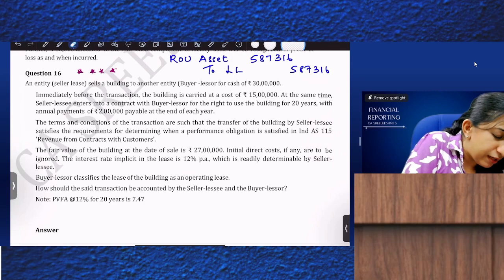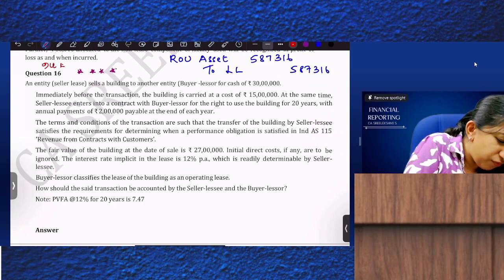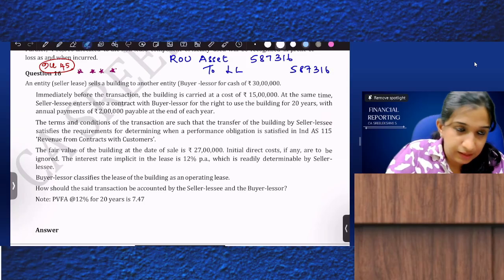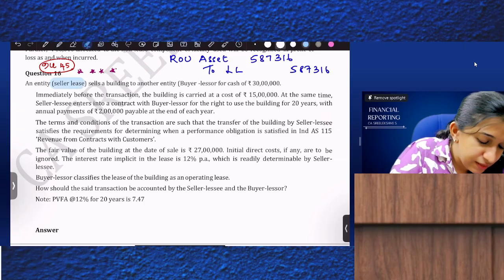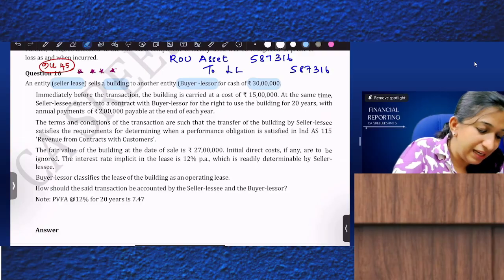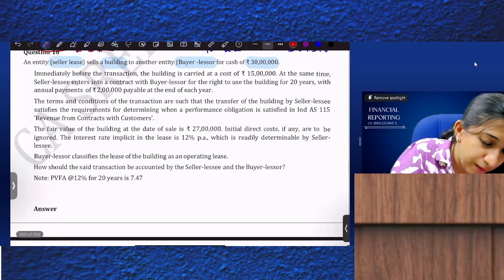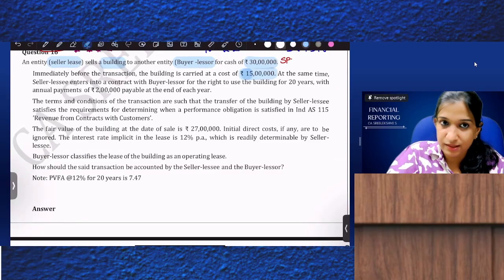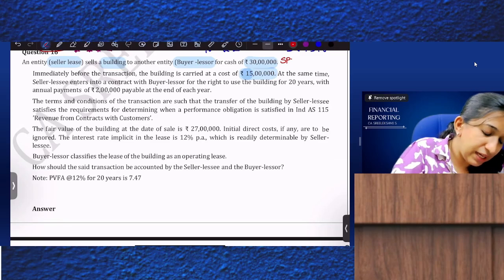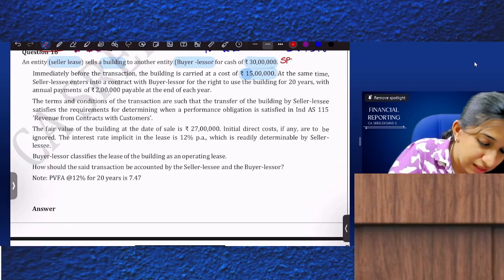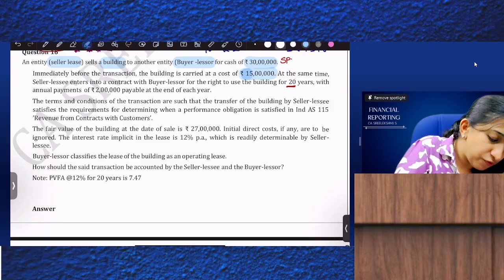So this is our study material illustration number 45. An entity, the seller lessee, sells a building to another entity, the buyer lessor, for cash 30 lakhs. Sold a building for 30 lakhs. Okay, this is the selling price. Immediately before the transaction, the building is carried at cost 15 lakhs. At the same time, the seller lessee enters into a contract with the buyer lessor for the right to use the building for 20 years with annual payments of 2 lakhs.